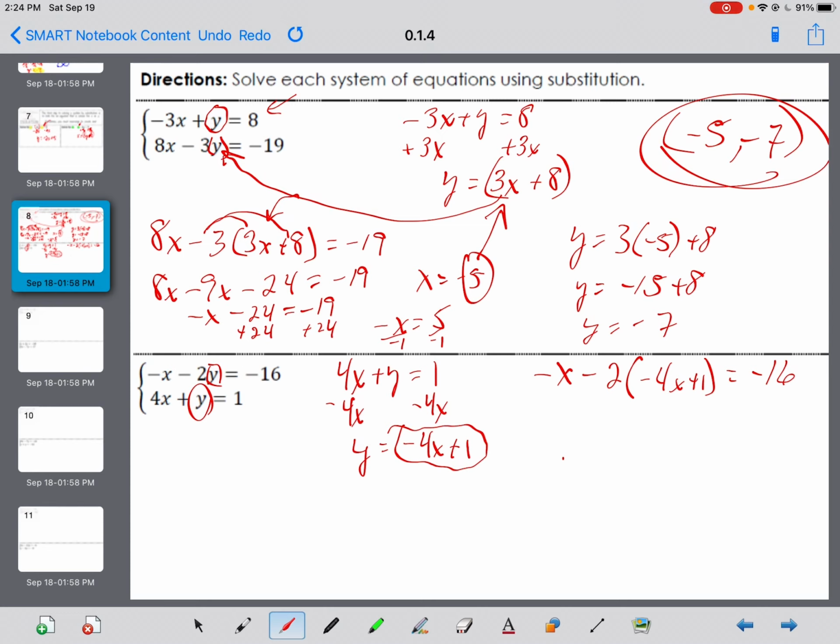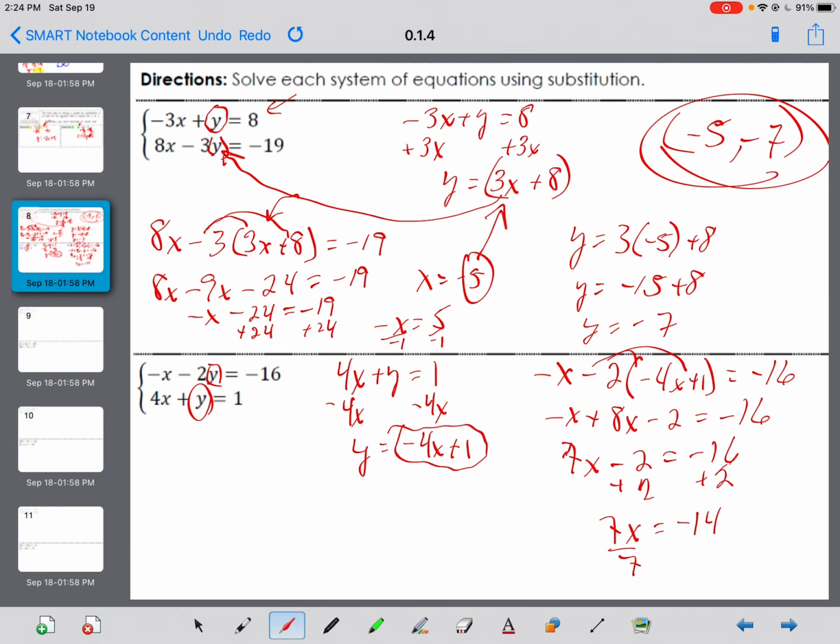We're behind the 2. Let's do the distribute. Negative x stays. Negative 2 times negative 4x is positive 8x. Negative 2 times 1 is negative 2. It's negative 16. Negative x and 8x is, I don't know why that happened, 7x minus 2 equals negative 16. Let's add 2. 7x equals negative 14. Divide by 7. X equals negative 2.